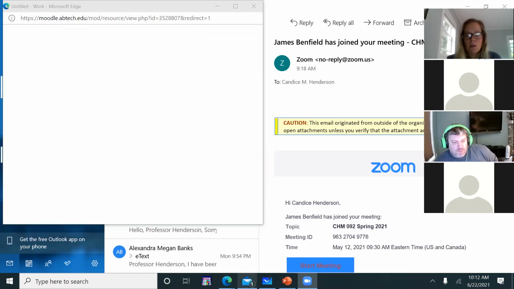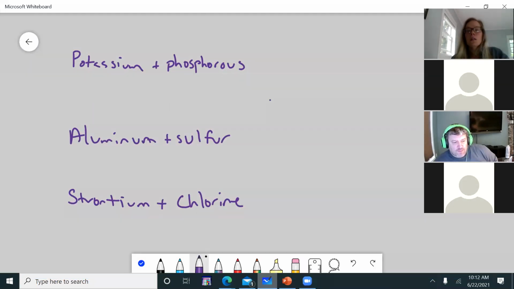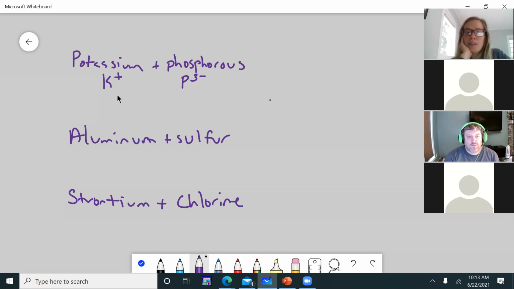Okay, so looking at this, potassium and phosphorus. Potassium is not P, it's K, and it has a plus charge. Phosphorus is the P, and it has a 3- charge. Does anyone have any questions where I'm getting those charges from? I'm not just pulling them out of thin air. Okay. All right, so we're gonna flip-flop. The 3 comes down to the K, the 1 comes down to the P. So we should end up with K3P.